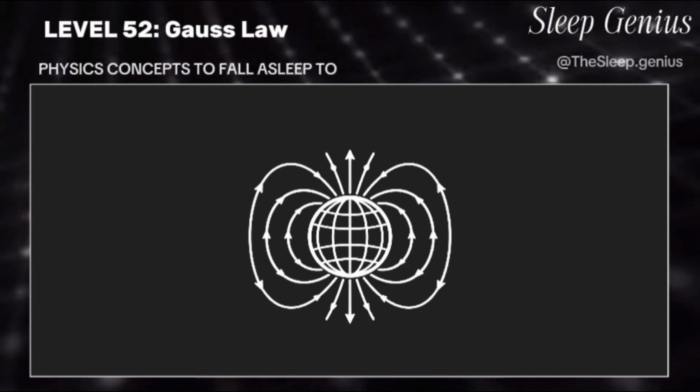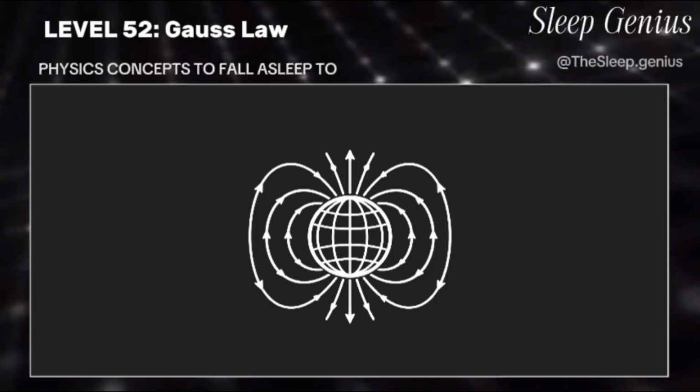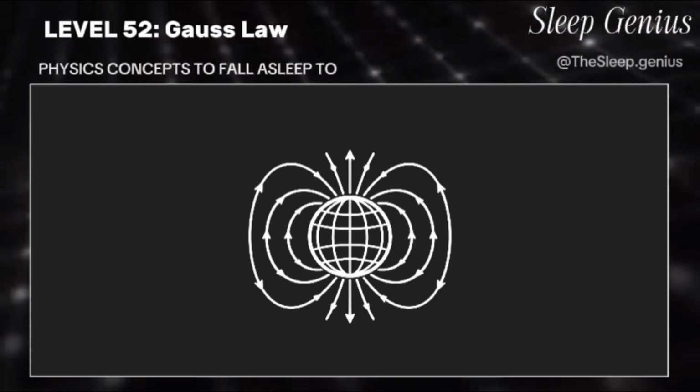Imagine a balloon around a charged object. The field lines pass through the balloon, showing the strength and direction of the field. The essence of Gauss' law is linking charge to the flow of electric field in space.